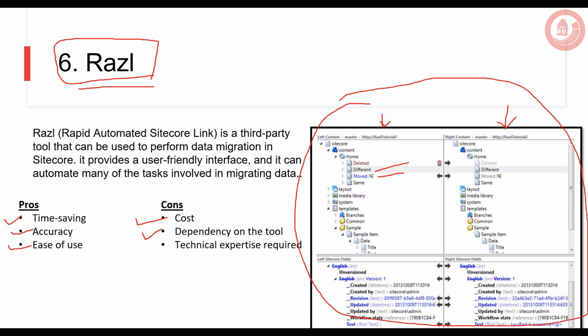The dependency here: if you want to install it, there can be some dependencies for some prerequisites. And as you can see here, whenever you compare any item, it will give you the standard fields as well. So you can see here created by, revision. To non-technical users or content authors, it can be confusing what these fields are. So that's why it requires a little bit of technical knowledge to work with this tool.